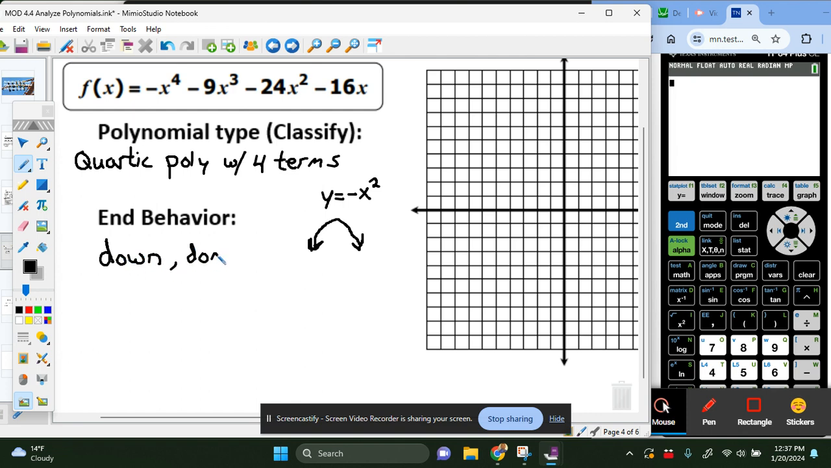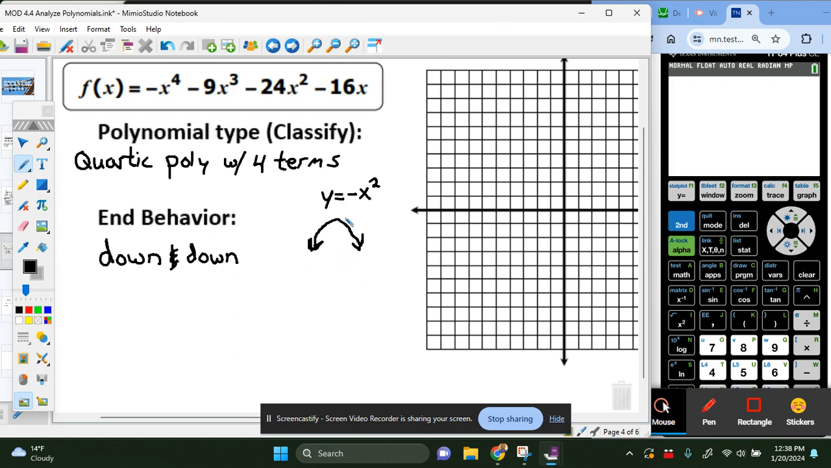As x decreases, f of x also decreases on the left end. And as x increases, f of x decreases again. All right, on the left end, it goes down forever. Right end, it goes down forever.